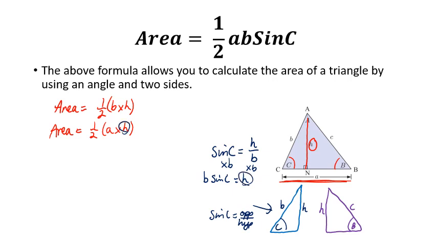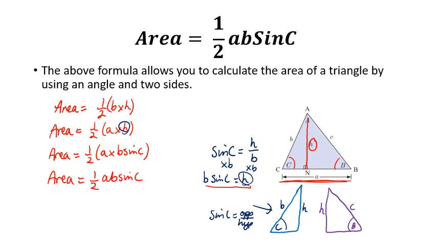Now this h and that h are exactly the same, so we can substitute those values in, and we end up with the area being a half a times b sine C, because we know that b sine C equals h. So therefore we end up with area equals a half ab sine C, which just so happens to be our formula.